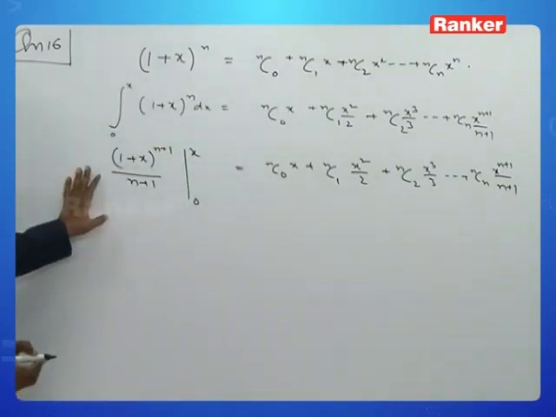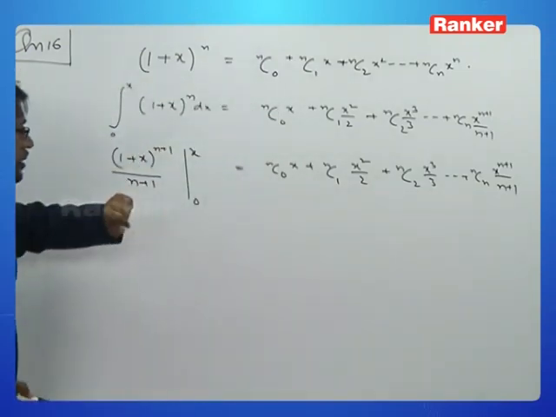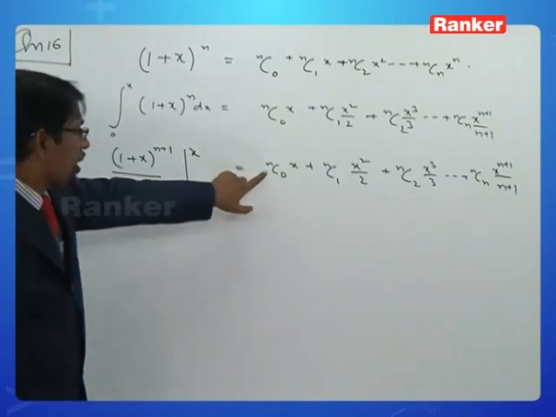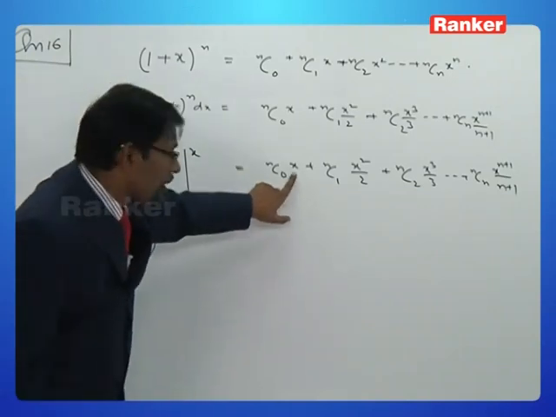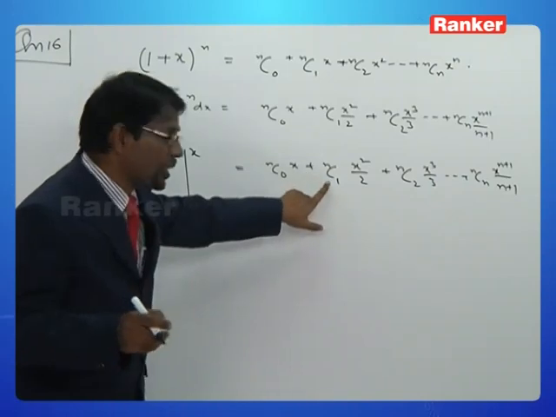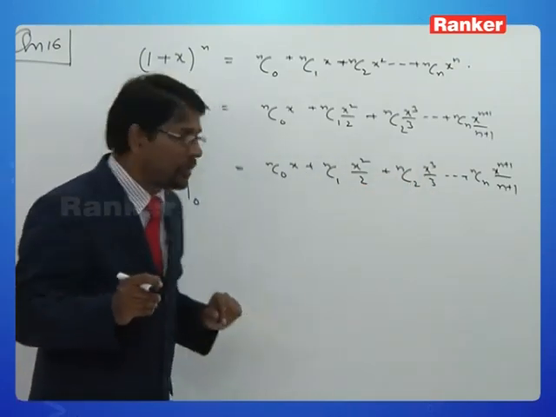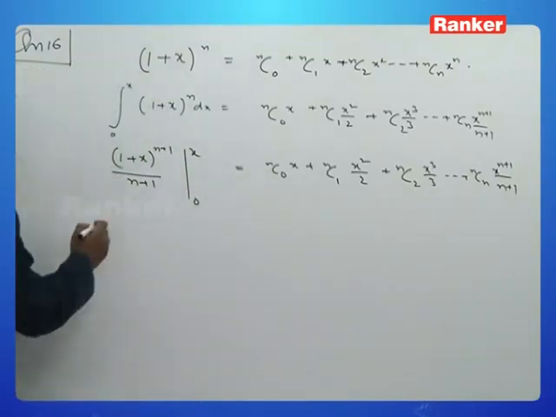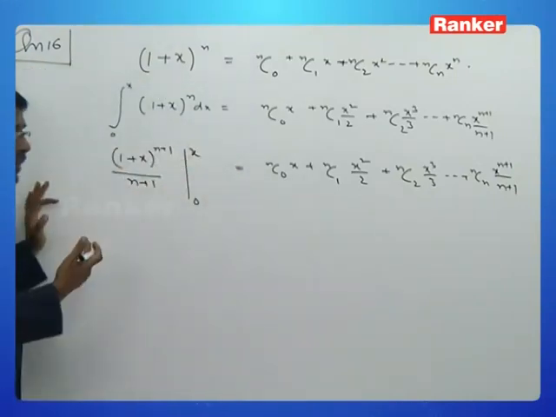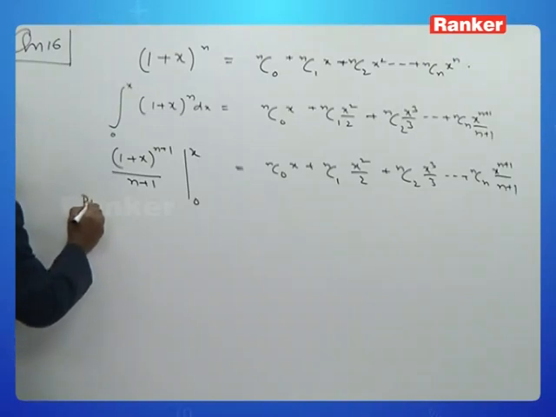Now observe that what we wanted was that expression carrying nC0 into 2, nC1 into 2 square by 2, nC2 into 2 cube by 3, so on. So what should I do? This is an identity, these two are equal for all x. So what I do is put x equal to 2 on both sides.